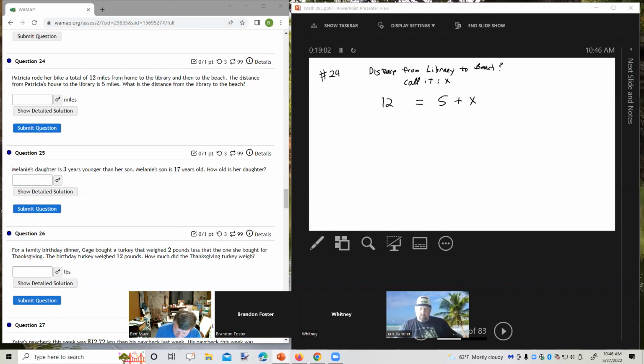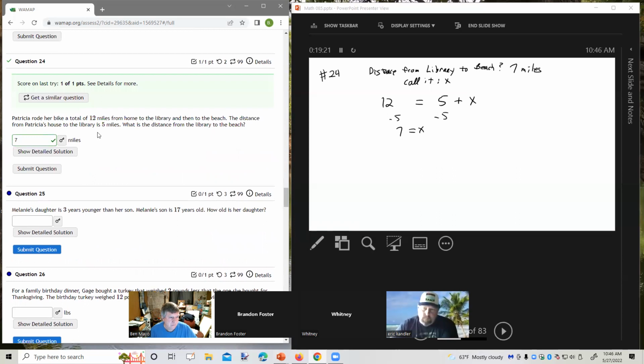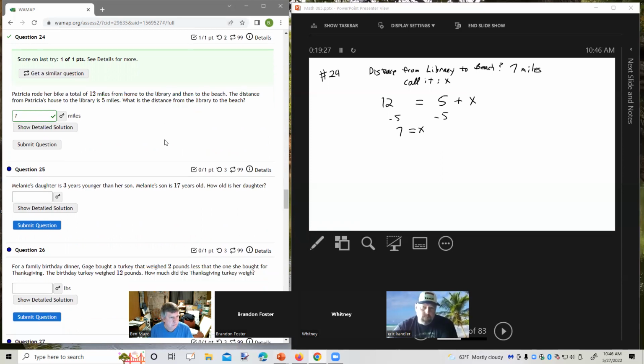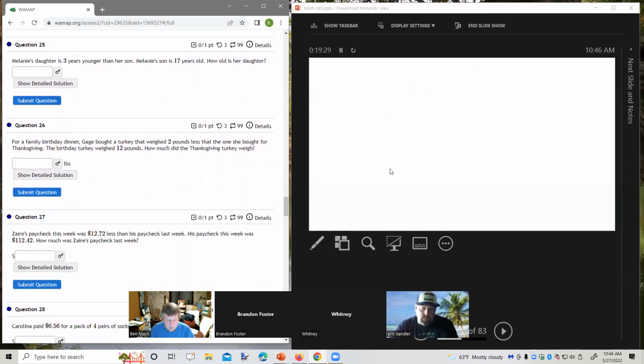All right, to solve the equation, we'll subtract 5 from both sides. So x equals 7. So distance from library to beach would be 7 miles. They already have units of miles written, so I would just put a 7 in there. And there we go. Again, any questions before we go on? Okay. Number 25.